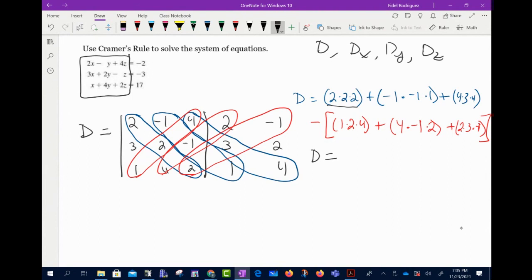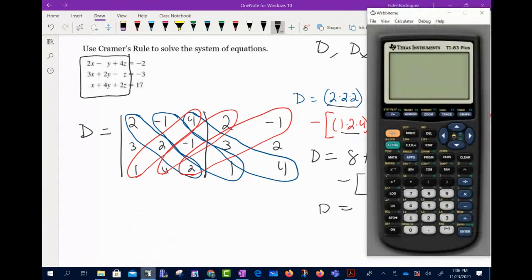Okay, so now let's see if we can figure this value of D out. Okay, 2 times 2 times 2 is 8. -1 times -1 is +1 times another 1 is still 1. 4 times 3 is 12, and 12 times 4 is 48. Minus, let's see, 1 times 2 times 4 is 8. 4 times -1 times 2 is a -8. And 2 times 3 times -1 is a -6. Okay.